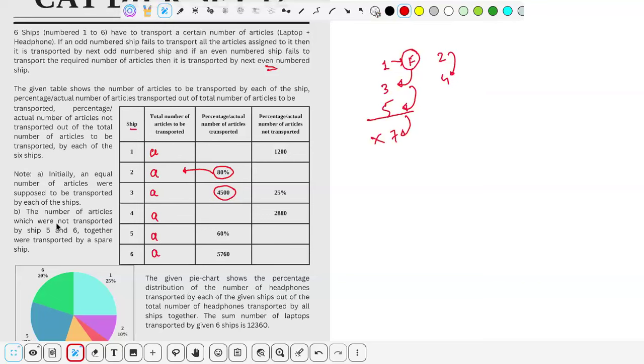Number of articles which were not transported by ship 5 and 6 together were transported by a spare ship. Okay, let's see. मैंने अभी जो यहाँ पे बोला था, because 5 के बाद कोई है नहीं, तो इसके बाद जो रहता ऑड नंबर वही ट्रांसपोर्ट करता जो भी इसके आर्टिकल्स जो भी ना हो शिप हुए हो. सिमिलरली यहाँ पे 6 होगा तो 6 के बाद 8 तो है नहीं, तो इन दोनों के आर्टिकल जो है एक और नई शिप बनेंगे, which we call spare ship. ओके, एक्स्ट्रा शिप बोल सकते हो. ये जो शिप है ये ट्रांसपोर्ट करेगी ये दोनों के आर्टिकल्स को.